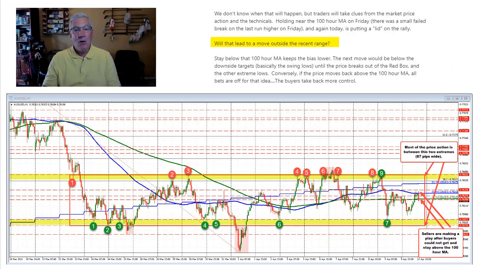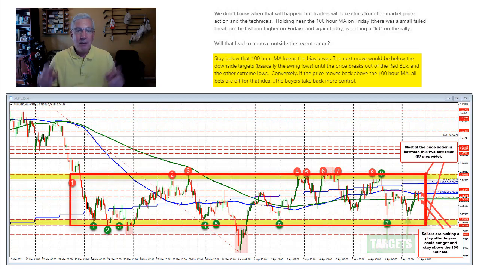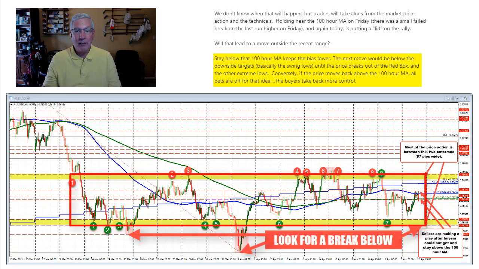I then ask, will that lead to a move outside the recent range? And I answer that by saying, stay below the 100-hour moving average, keeps the bias lower. The next move would be below the downside targets, basically the swing lows, until the price breaks out of the red box, this box right here, and the other extreme lows.